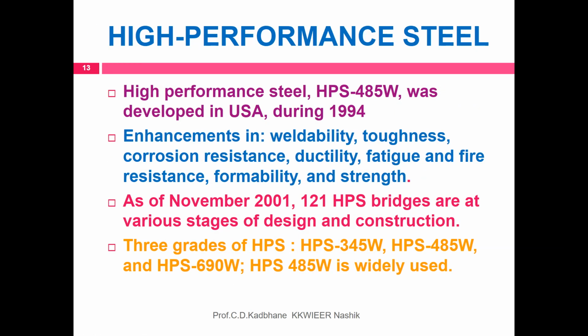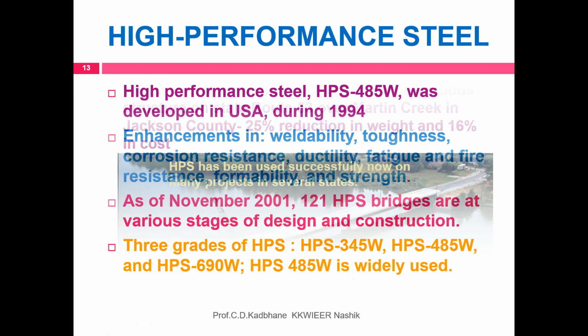High performance steel. As the name suggests, this is a steel which will give you high strength, high ultimate strength, high yield strength. Here, the high performance steel grade HPS 485W was developed in the USA during 1994. So what are the enhancements of this high performance steel as compared to normal or common steel? It has good reliability, toughness, corrosion resistance, ductility, fatigue and fire resistance, formability and strength. All these are enhancements as compared to the normal steel. Three grades of HPS are available: HPS 345W, HPS 485W and HPS 690W. HPS 485W is widely used in a variety of structures.